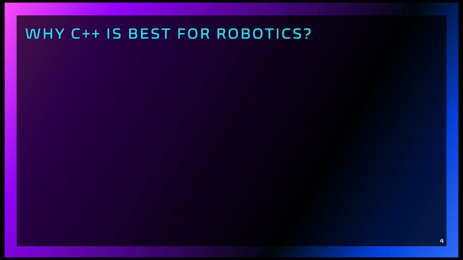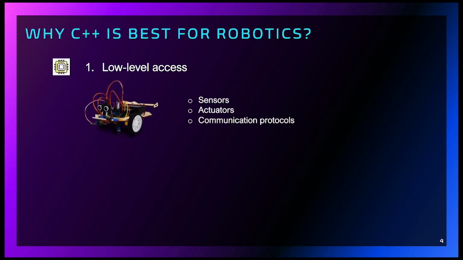Now let us reason out why C++ is best for robotics. One of the advantages of using C++ in robotics is its low-level access to hardware and system resources, which means C++ gives you the ability to manipulate the bits and bytes of the data and interact with the sensors, actuators, and communication protocols of your robot.